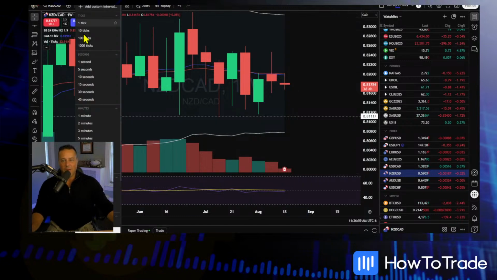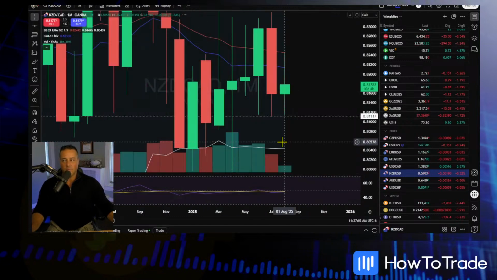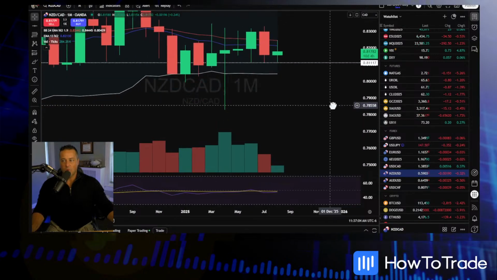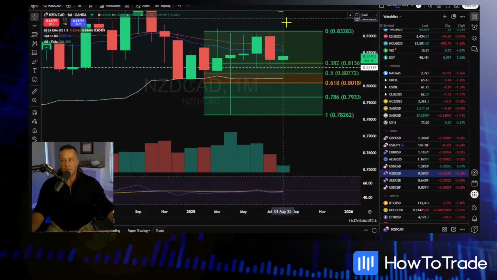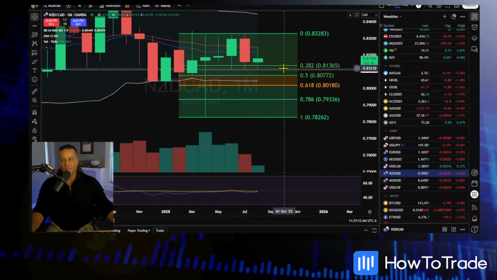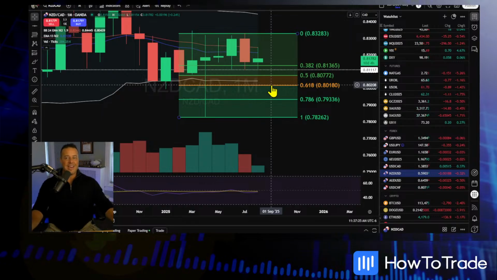Let's back off to a monthly chart. What do you got? Very similar to what we just looked at on the Kiwi dollar. 38% holding firm at 81.36. I'd probably be waiting for that, maybe a little penetration there, and then we can bid that down near that weekly triple bottom, something like that. And then if you get the big move, of course, we're down there at 80, ready to go. I just don't know that you're going to get that kind of move here with the Kiwi CAD.